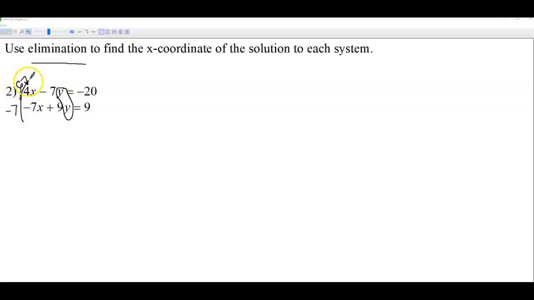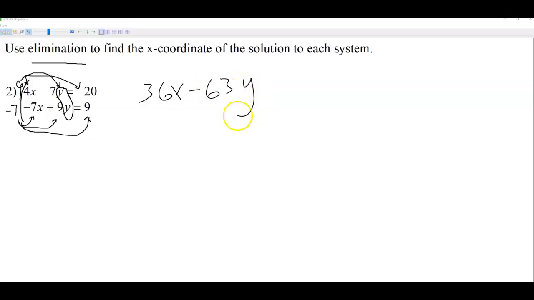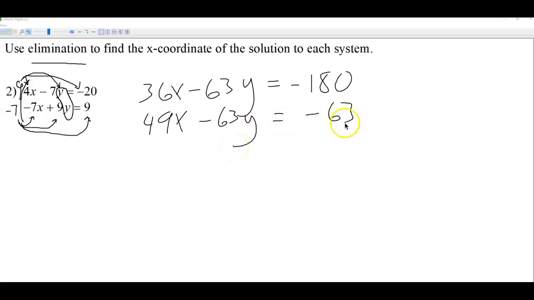And we're going to distribute that into the parentheses for each one. Now what this is going to do for me is cause the y variables to end up having the same exact number. So let's go ahead and do that distribution. I would get 36x minus 63y equals -180. And then on the bottom, I would have 49x minus 63y, left off my 3 there, equals -63. And like I said, now notice my y variables have the same exact coefficient.